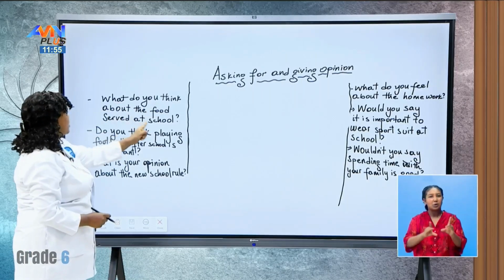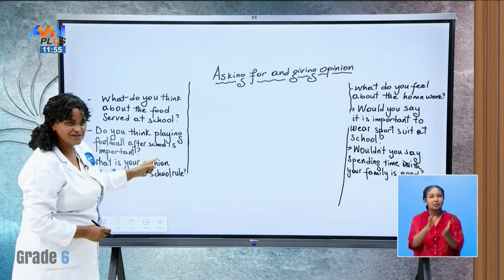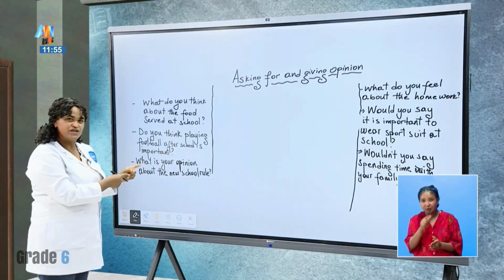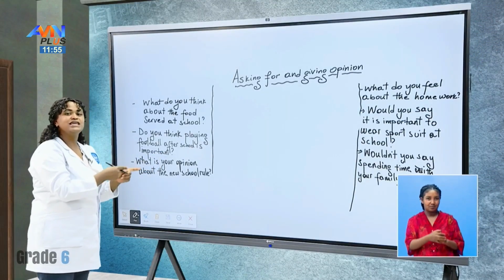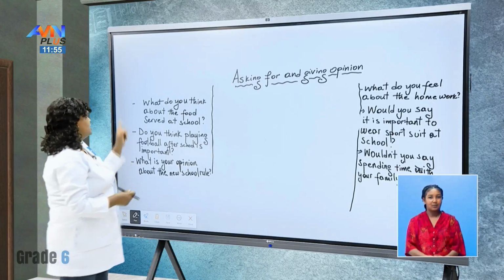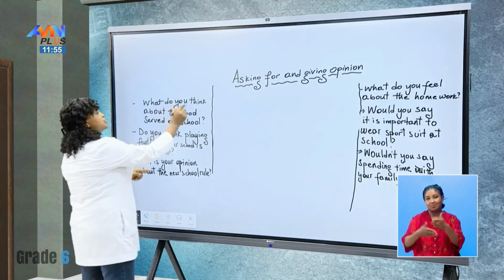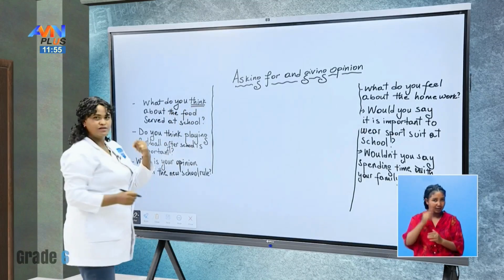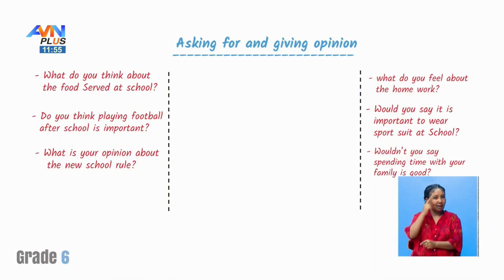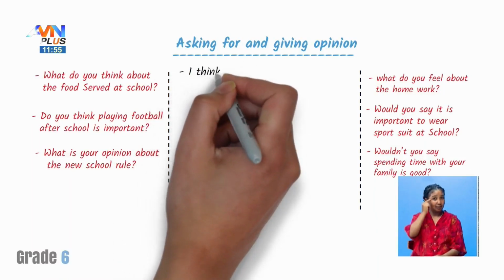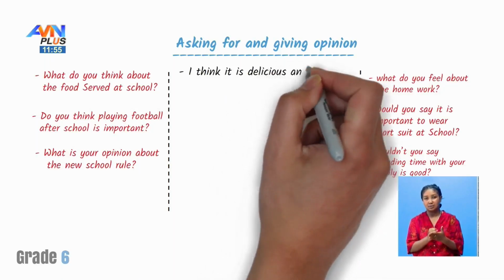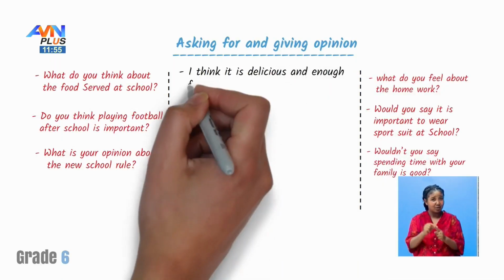What do you think about the food served at school? That means your breakfast and your lunch. You are asking this to your friend. Let's see how your friend could possibly answer. Okay? Look at the language pattern. What do you think? Then your friend might reply like this. I think, you see? I think it is delicious. You know the word delicious?